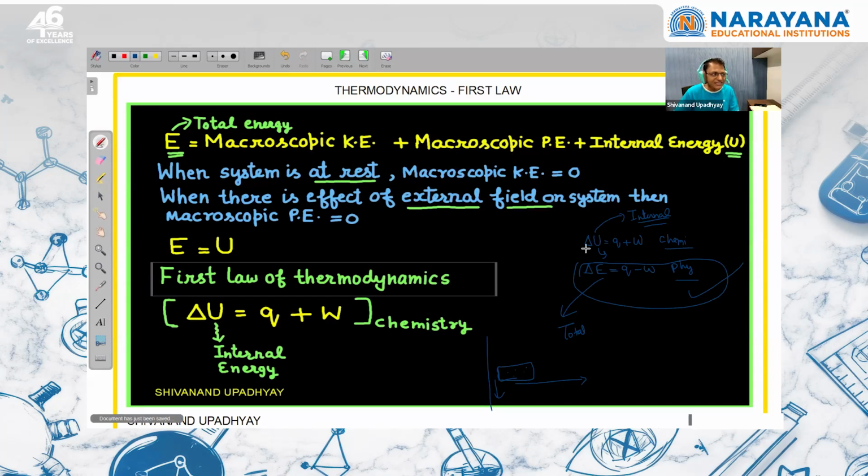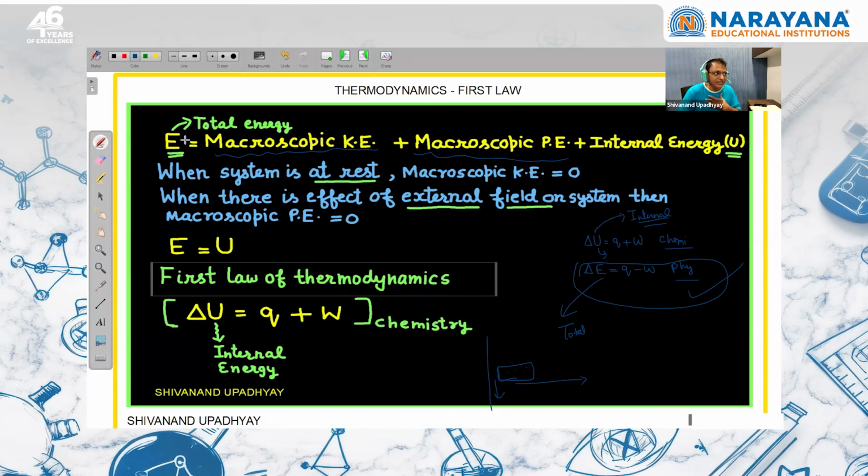So when we study physics, we are writing total energy because it includes macroscopic kinetic energy, as the box can move, or there is an effect of gravity. So that is macroscopic potential energy. But in chemistry, we are not studying this because our system is at rest. Means the kinetic energy of this box will be zero. And there is no effect of external field on the system. These gas particles are moving, but there is no effect of gravity on these gas particles. So macroscopic potential energy will be zero.